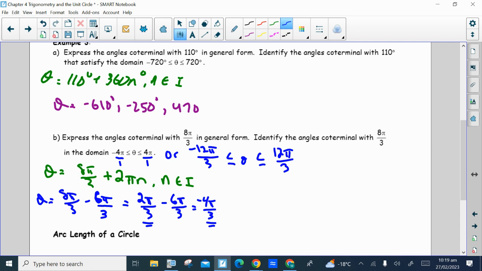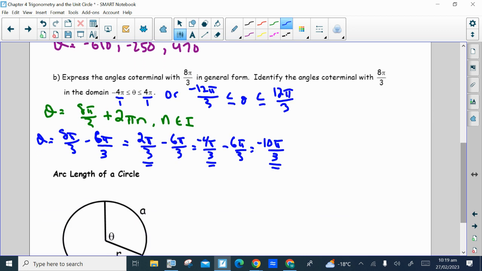That one will work because it is within the domain between negative 12 and positive 12 pi on 3. If we subtract another 6 pi on 3, that'll take us to negative 10 pi on 3, which again is within that domain. Yes? Because that's the same as 2 pi. Remember, 2 pi is one revolution around the circle. But we need to write it with a denominator of 3 because we're starting with 8 pi on 3. So we need a common denominator there.